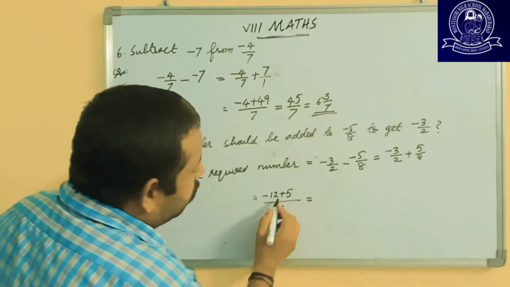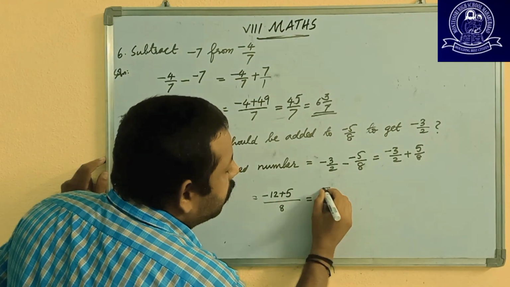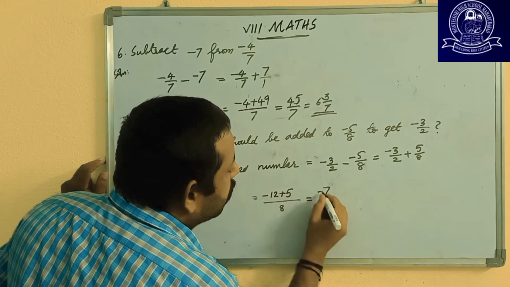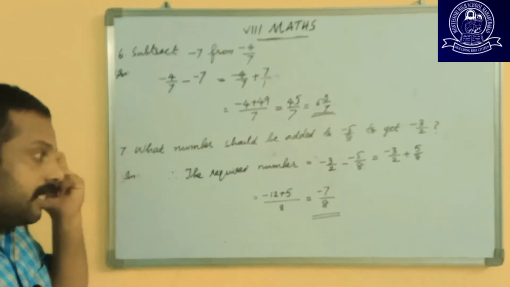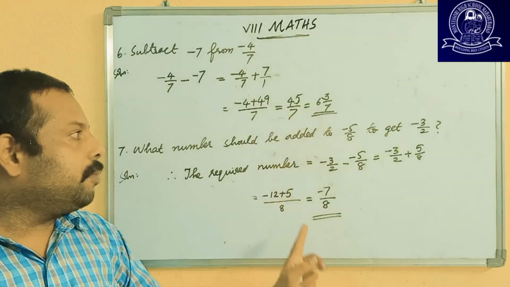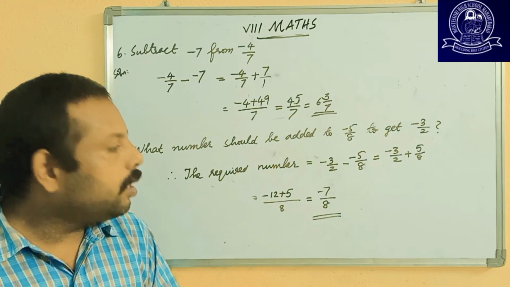equals minus 12 plus 5. 12 minus 5, 7. The larger number is 12. Its symbol is minus. Minus 7 by 8. So what should be added? Minus 7 by 8 should be added to minus 5 by 8, so that you will get minus 3 by 2.